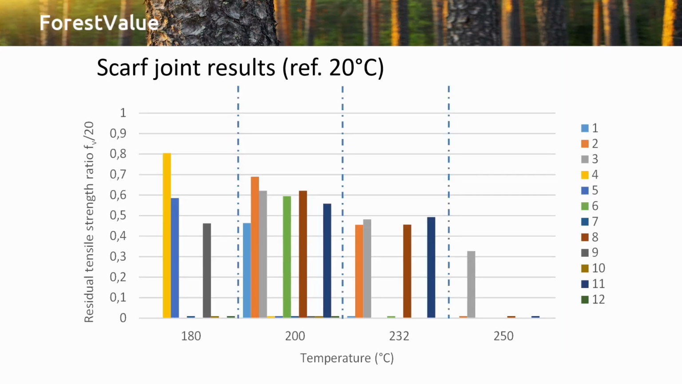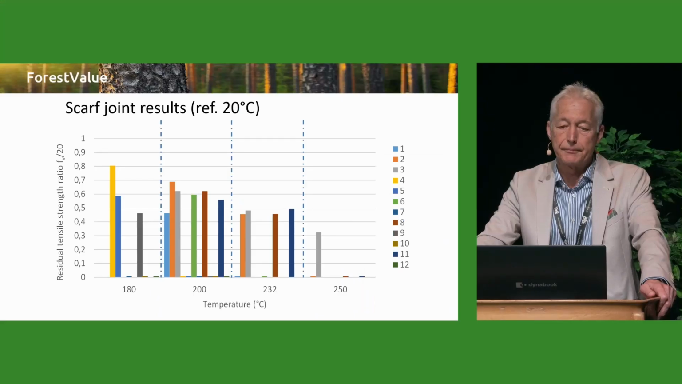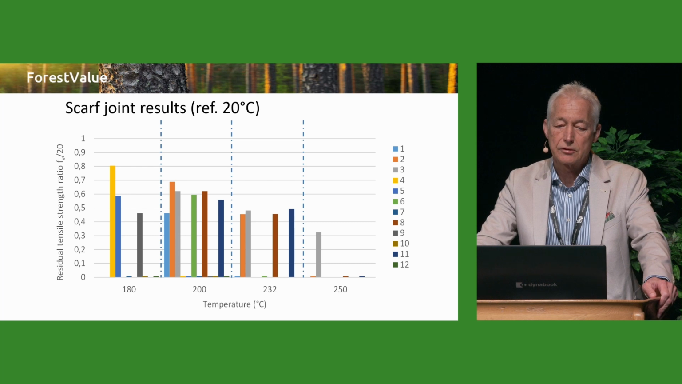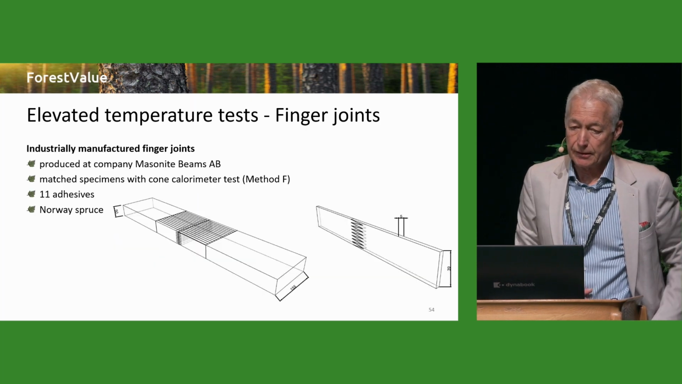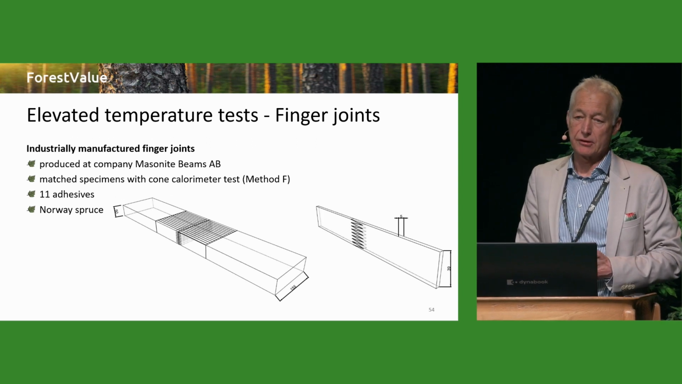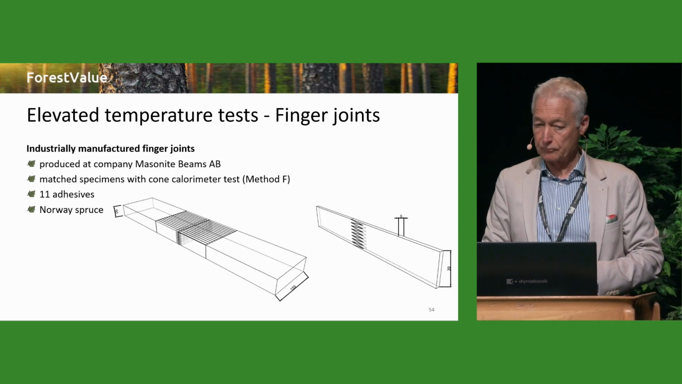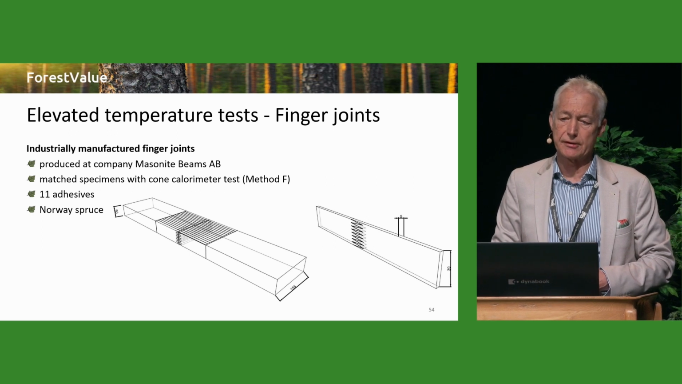This is another representation of the results you have just seen. So almost no residual strength at 250, and the specimens remaining intact at 232, where a residual strength could be tested, were exclusively polycondensation adhesives. Now, instead of doing scarf joints, we can also do finger joint tests.